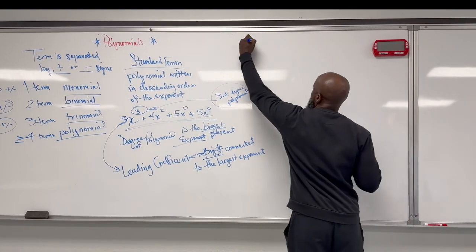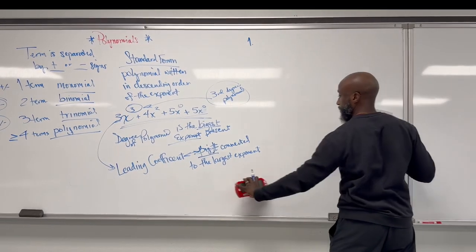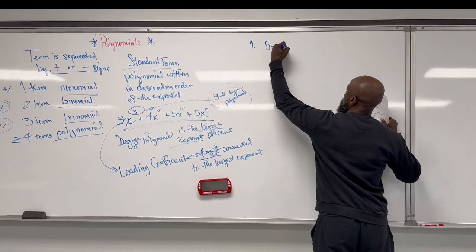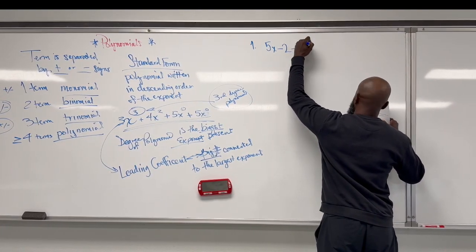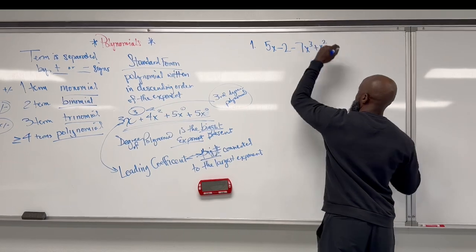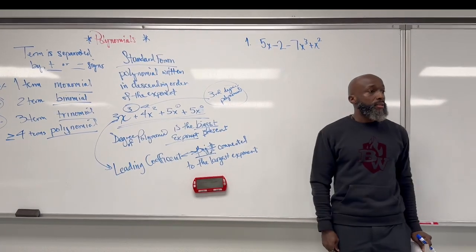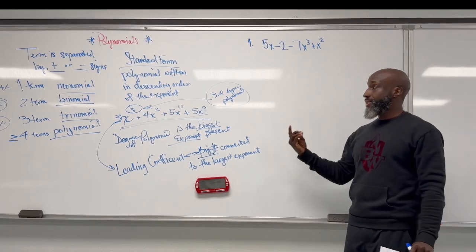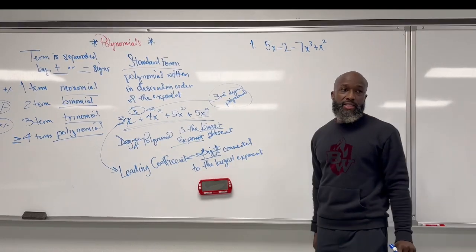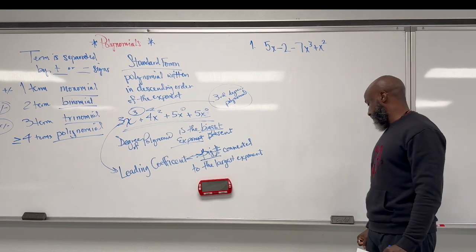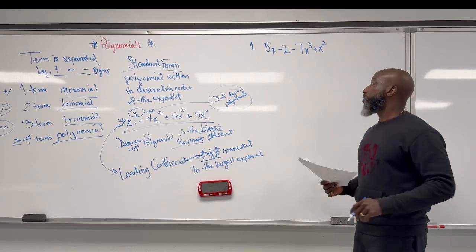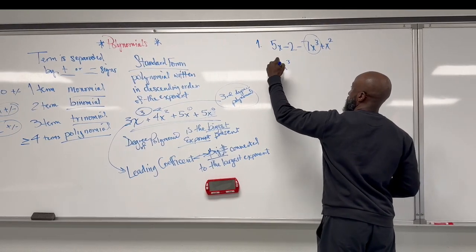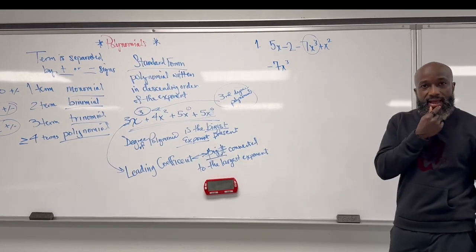Number 1 looks like this: 5x minus 2 minus 7x to the third plus x squared. What we need to do first is write it in standard form, by descending order of the exponents. What's the largest exponent you see in this problem? 3. So this will go first. It'll be negative 7x to the third. Is there an x squared term?